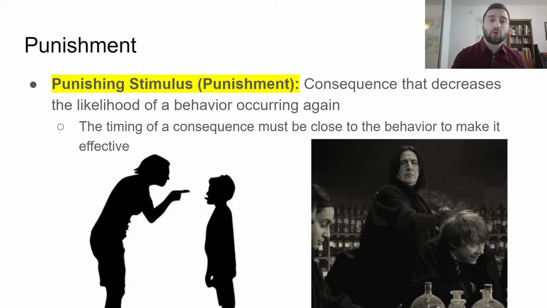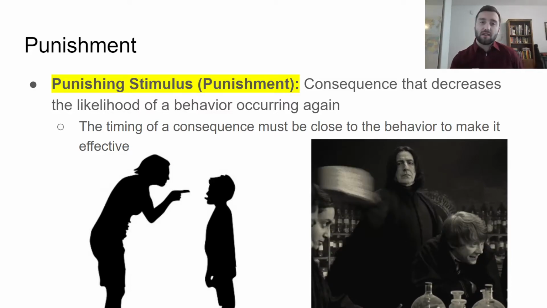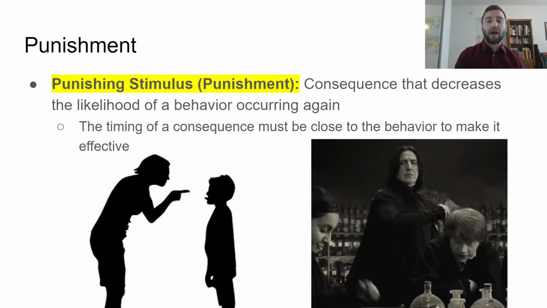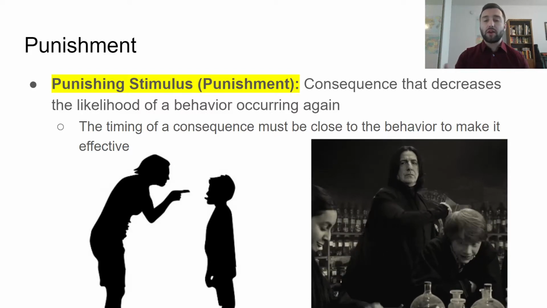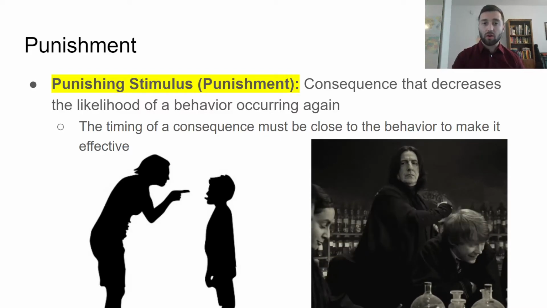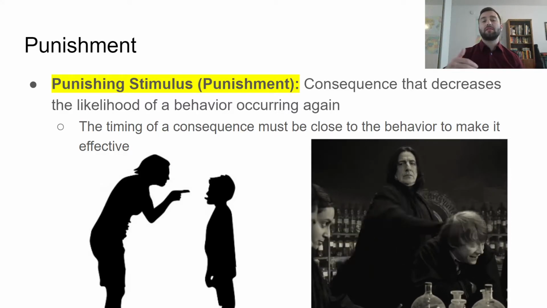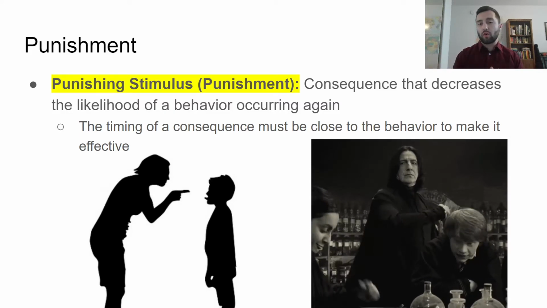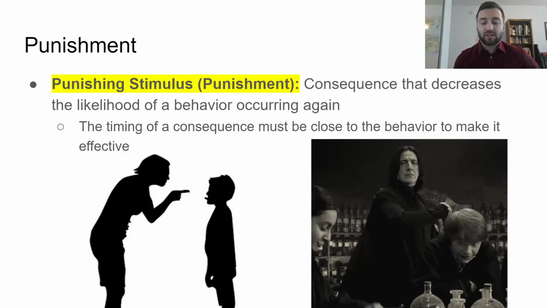One really important thing about punishment is that the timing of punishment is very, very important. It's important with reinforcement as well, but it's more important with punishment. You have to link punishment very quickly with the behavior. When you punish someone or something, it needs to happen immediately. As soon as a bad behavior happens, the punishment has to happen right away for it to be effective. If there's too much of a gap, the link won't be made. A simple example of this is with your dog.